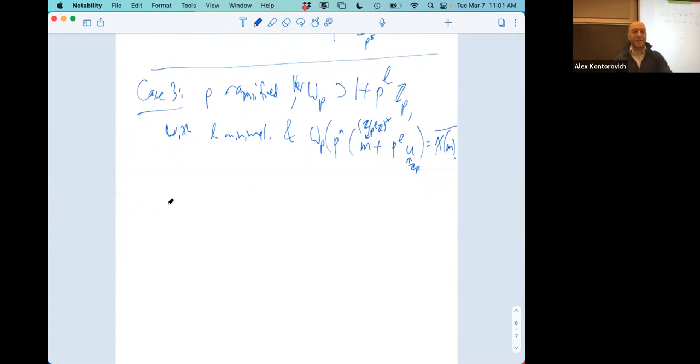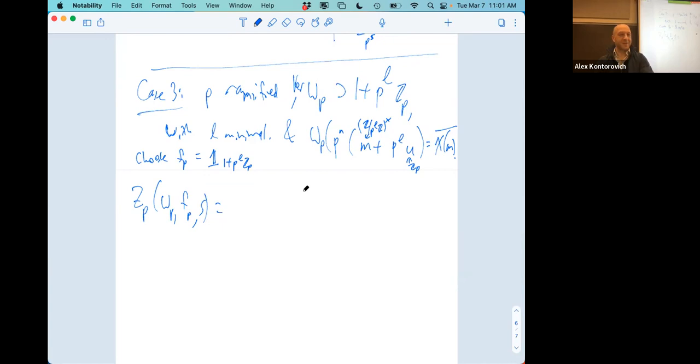So we can work out what Z is. Now let's work out what Z_P is. We need a choice of F. So Z_P, omega_P, F_P, S. What should we choose for F? We'll choose F_P to be the indicator function of 1 plus P to the L Z_P, instead of the indicator function of Z_P itself. That's right, the unramified case. If it's ramified, you have to adjust your choice a little bit.